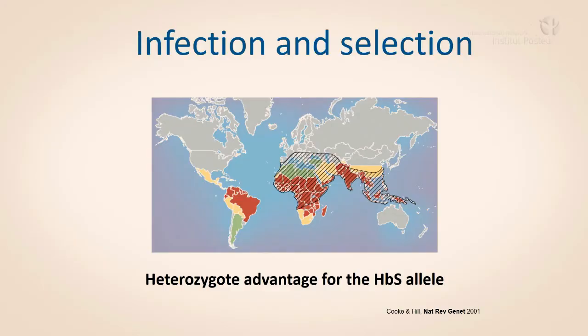There are classical examples of natural selection related to infectious disease. One is the heterozygote advantage of the hemoglobin S allele. In the heterozygote state, that is, S allele and non-S, people are more protected against Plasmodium falciparum malaria. But there's a price to pay for that, because people that are homozygous for the HBS allele will develop sickle cell anemia.